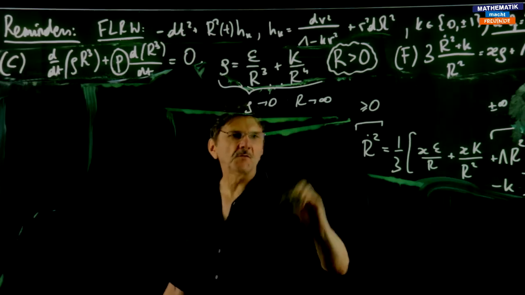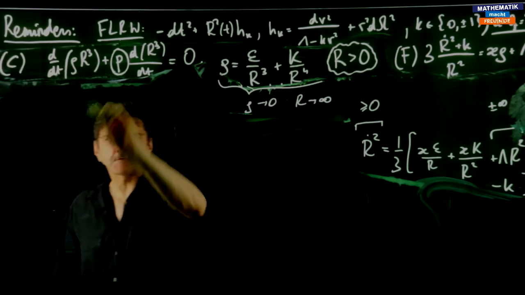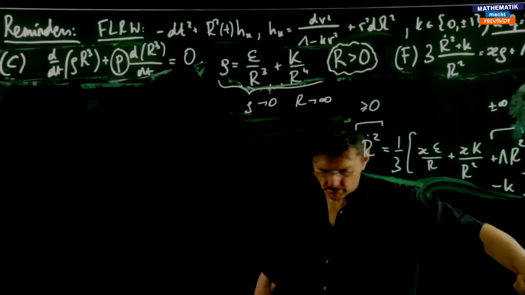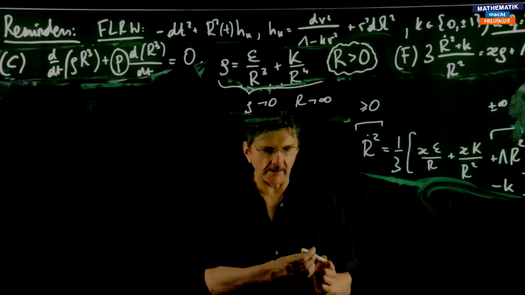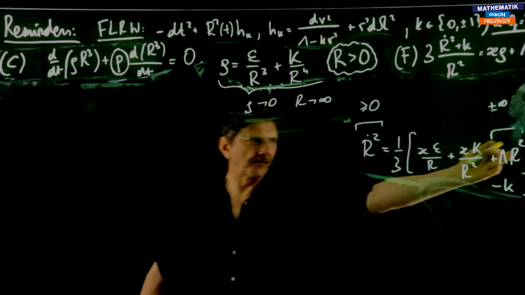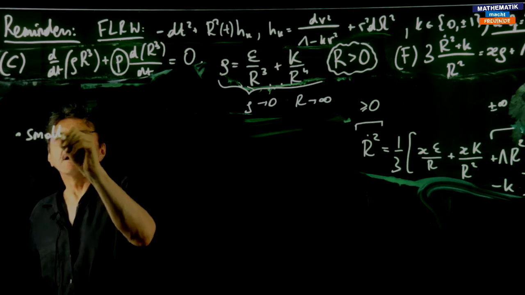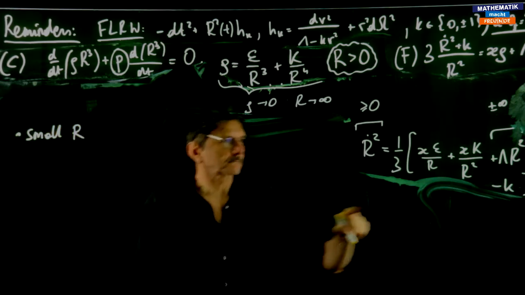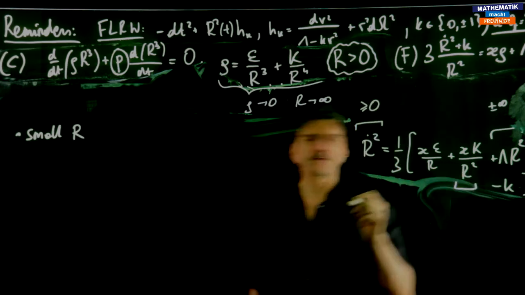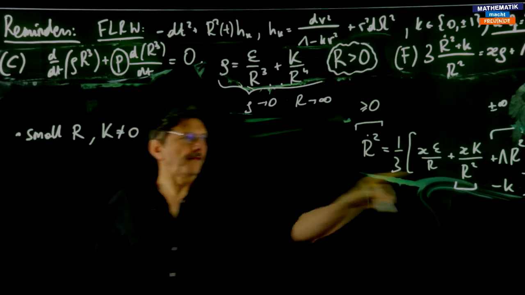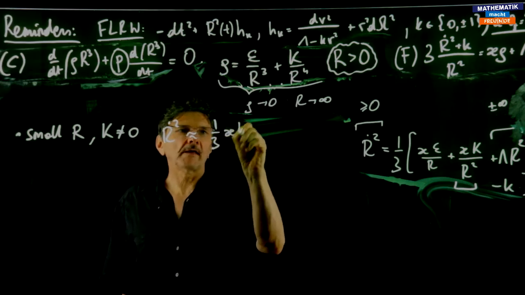So the question is what happens for small r? We want to understand the solution of this equation for small r. And it's almost always a big bang. Again, there are some special cases, like the one where this is zero, where you won't get a big bang. But for small r, what dominates? The dominant term, if k is non-zero, will be r dot squared is 1/3 kappa K over r squared.